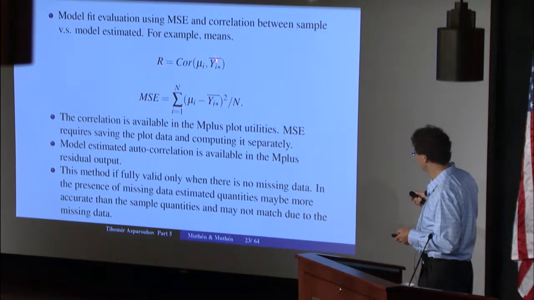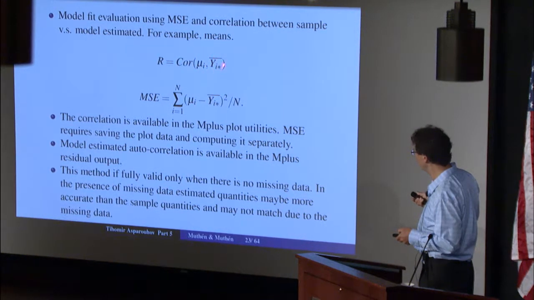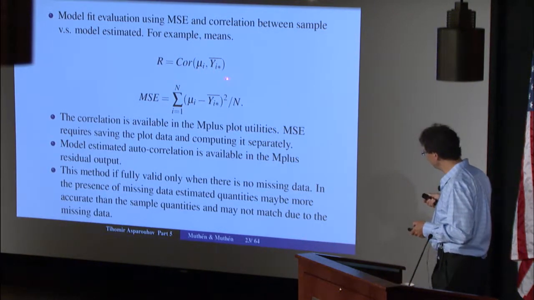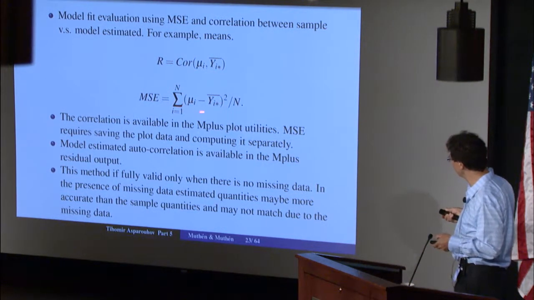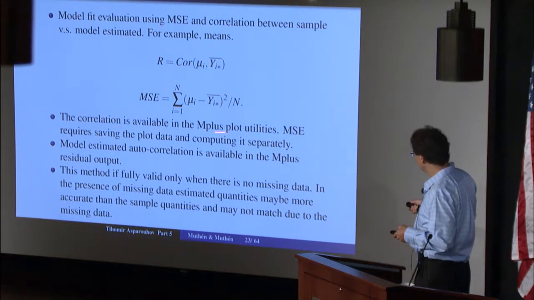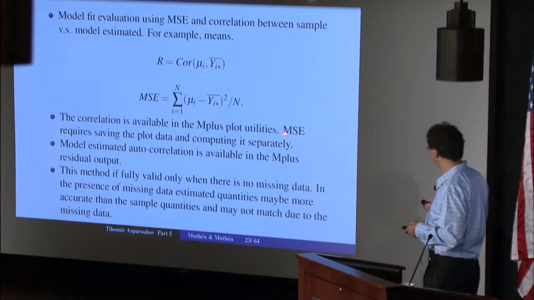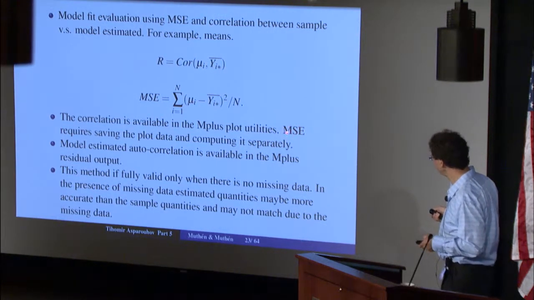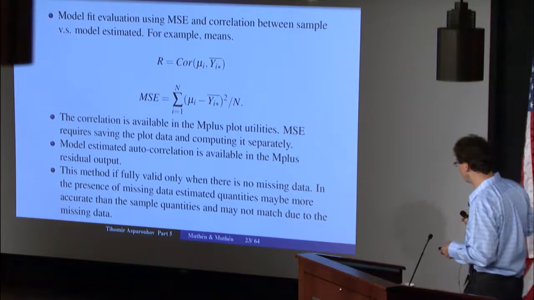So once you actually have model estimated quantities for each individual, you can compute such things as the correlation between, so this is the model estimated mean, and this is basically the sample mean for each individual. And you can compute the correlation between these statistics across individuals. You can also compute the mean squared error. The correlation is actually computed for you in the Mplus plot utilities. The mean squared error, you have to save these things and compute it separately. You can save this from the plot menu. I'll show you that later.